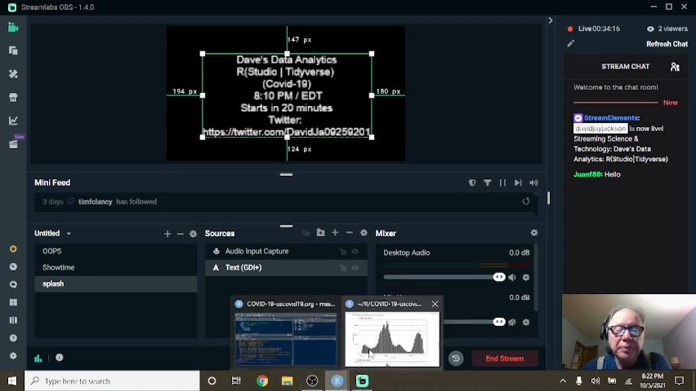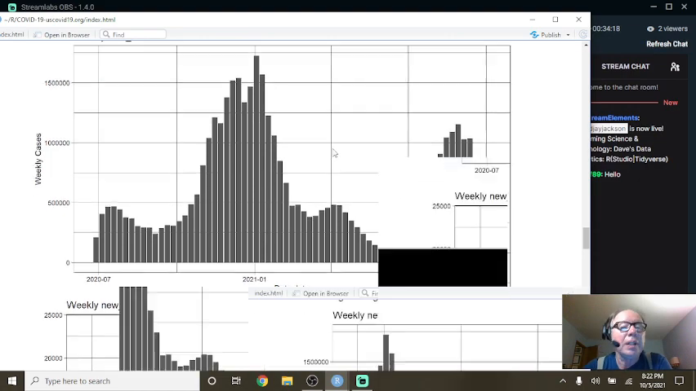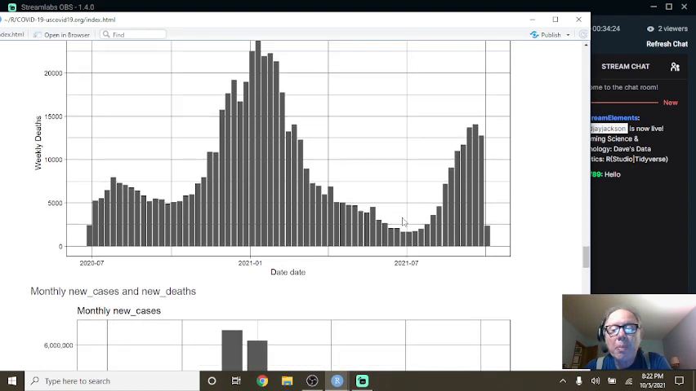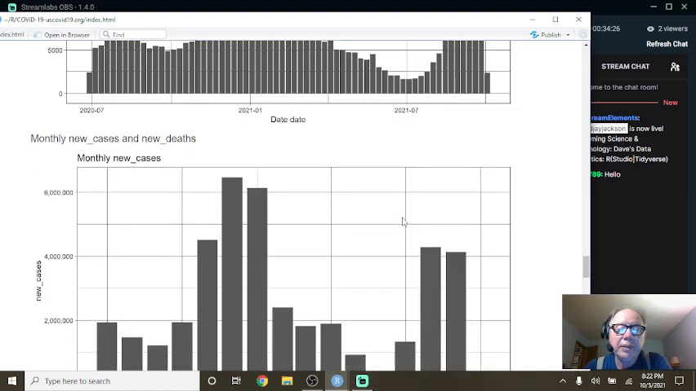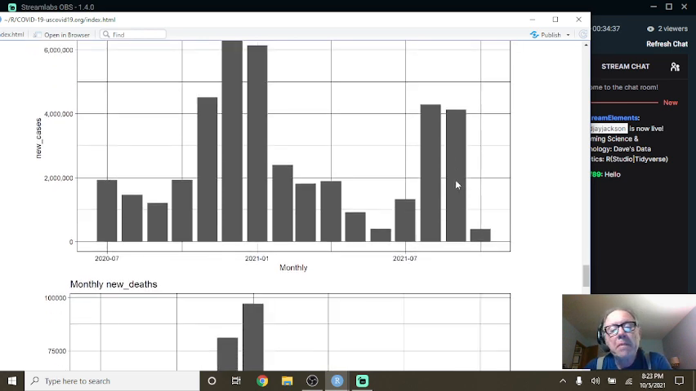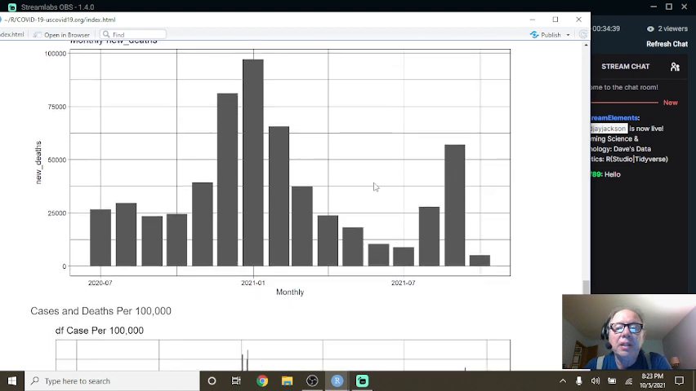So anyway, cases. Now what about deaths? How many of these people were vaccinated here? Monthly cases. Well, you can see that unfortunately cases for September was the fifth most cases so far. Okay, what about deaths? Despite a massive vaccination rate, September deaths was the fourth most so far.